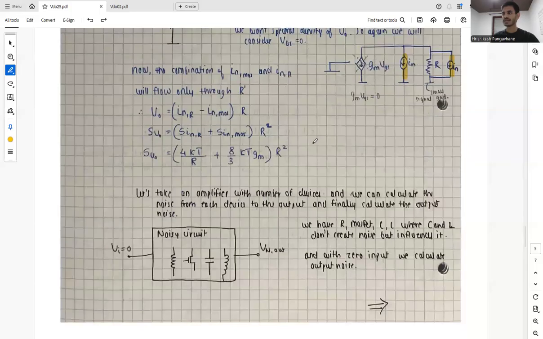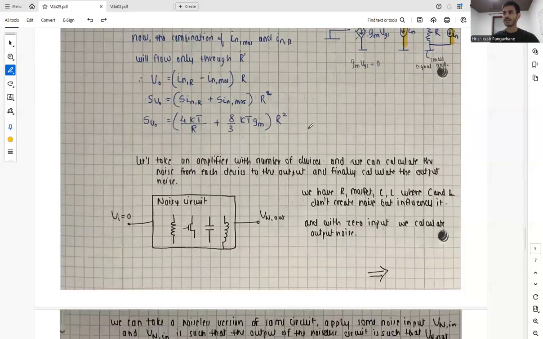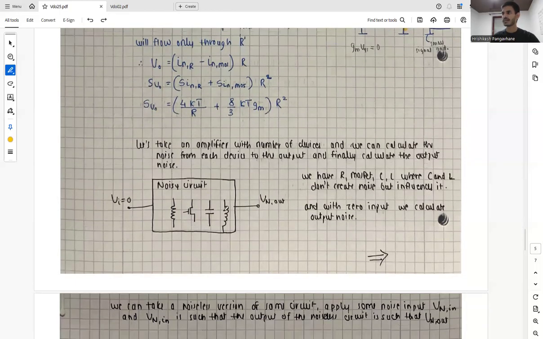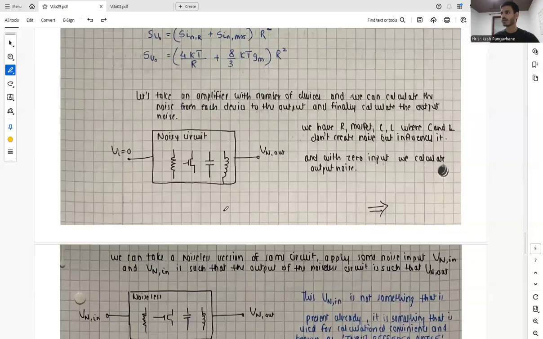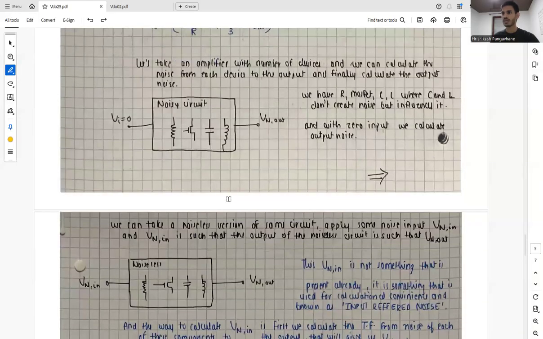So let's for an instance move from the topic, and let's take an amplifier with a number of devices, and we can calculate the noise from each device to the output, and finally calculate the output noise. So we have resistor, MOSFET, capacitor and inductor. Even though capacitor and inductor don't dissipate or provide any noise to the circuit, they do influence the noise of the circuit. So let's say we have 0 input, and we can calculate the output noise.